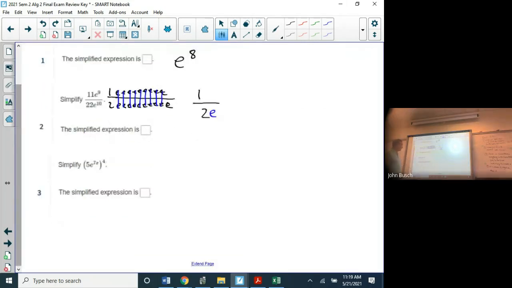For number 3, we've got a power on parentheses. When you have a power in parentheses, everything in the parentheses goes to that power. So 5 to the 4th power, and then e to the 7x to the 4th power. 5 to the 4th power is 5 times 5 times 5 times 5, and then 625. And e to the 7x to the 4th power, when you have a power of a power, you multiply the powers. So you get e to the 28x.